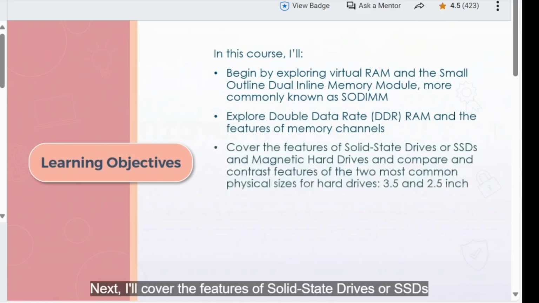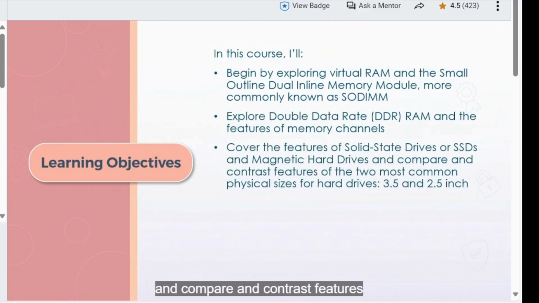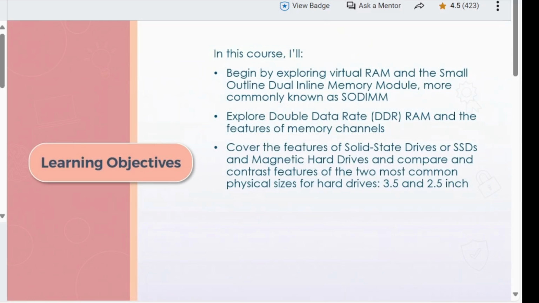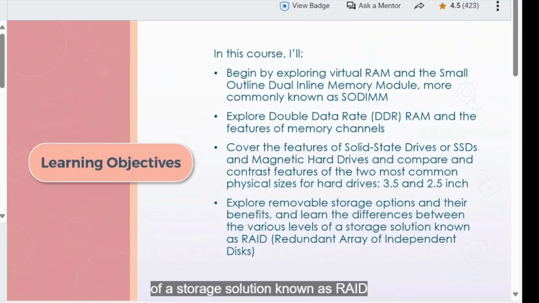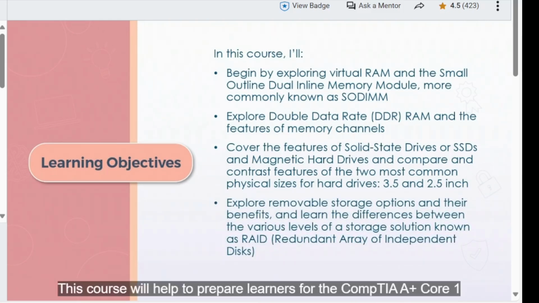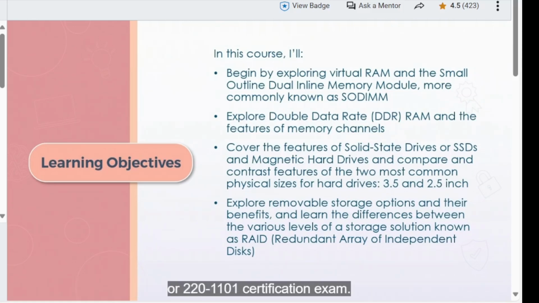Next, I'll cover the features of solid-state drives, or SSDs, and magnetic hard drives, and compare and contrast features of the two most common physical sizes for hard drives, 3.5-inch and 2.5-inch. I'll also explore removable storage options and their benefits, and learn the differences between the various levels of a storage solution known as RAID, or Redundant Array of Independent Disks. This course will help to prepare learners for the CompTIA A+ Core 1 or 220-1101 certification exam.